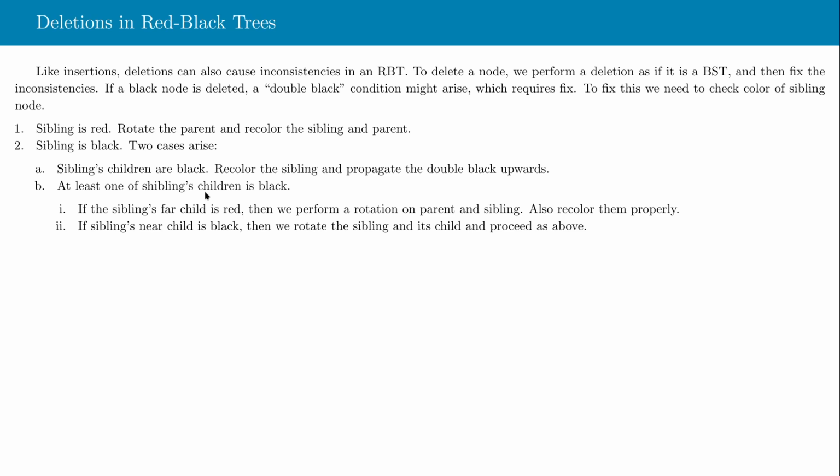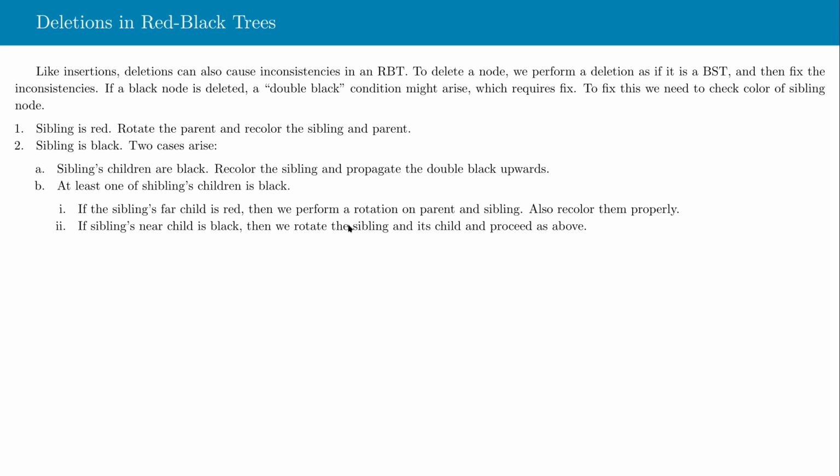Now, if one of the sibling's children is red, then there are two cases. If the sibling's far child is red, then perform a rotation of parent and sibling and we recolor them. If the sibling's near child is red, then we rotate the sibling and its child and proceed as above.